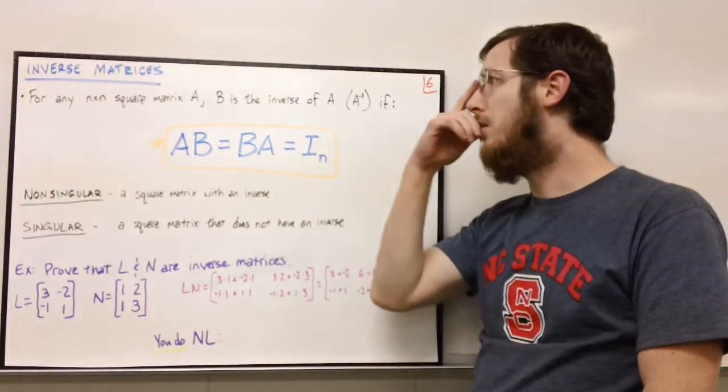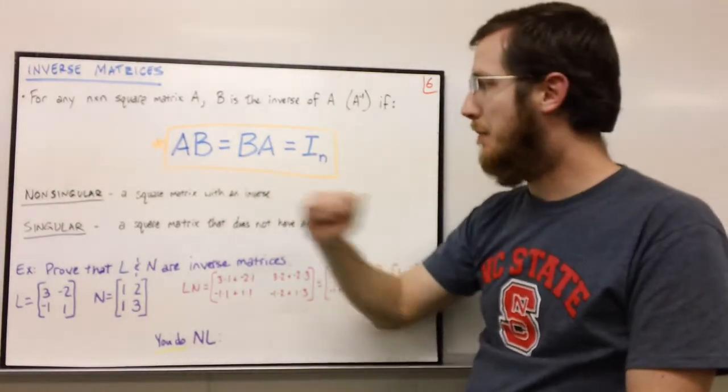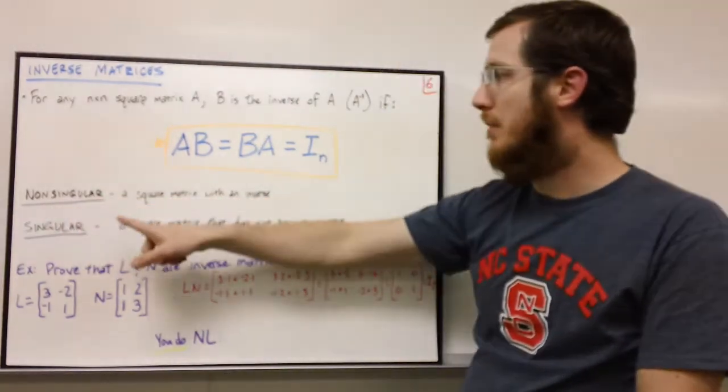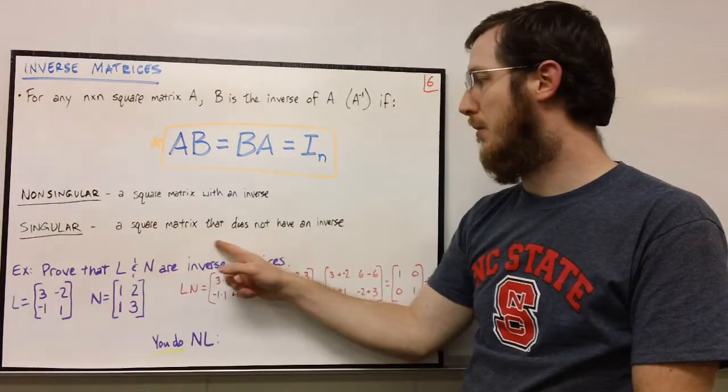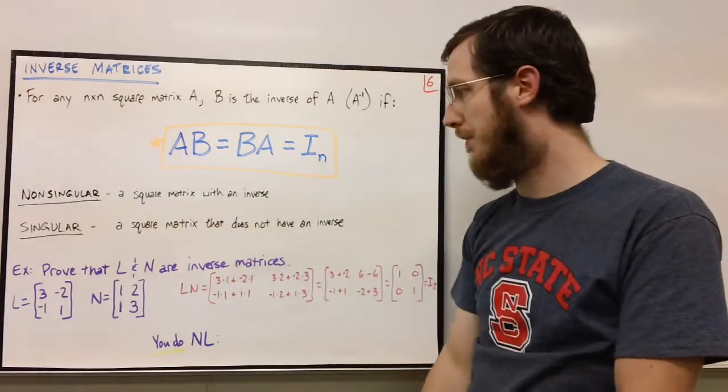Okay, not all square matrices have inverses. A non-singular matrix is a square matrix with an inverse. Singular is a square matrix that does not have an inverse.